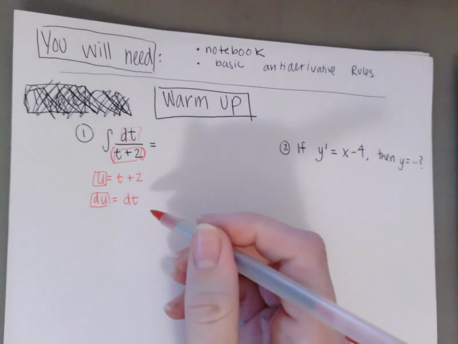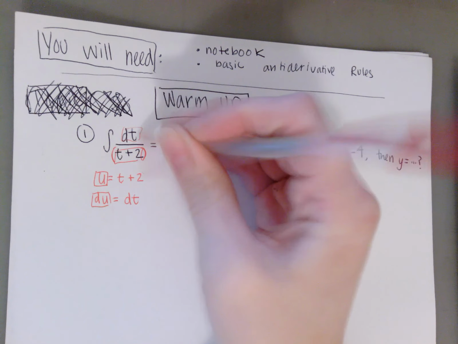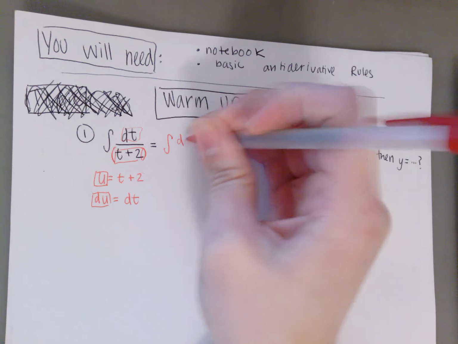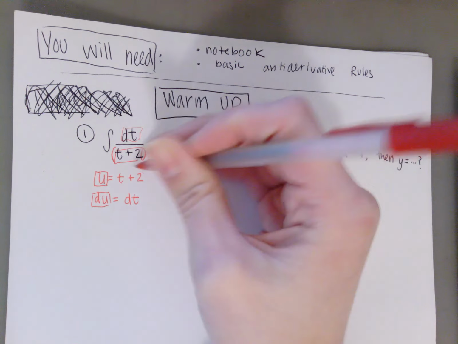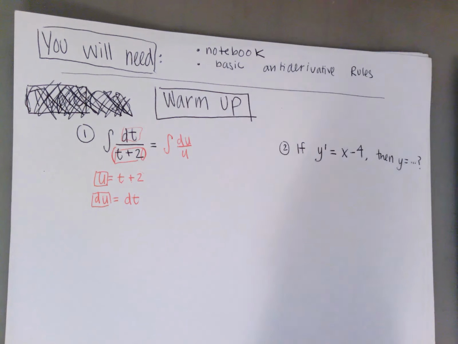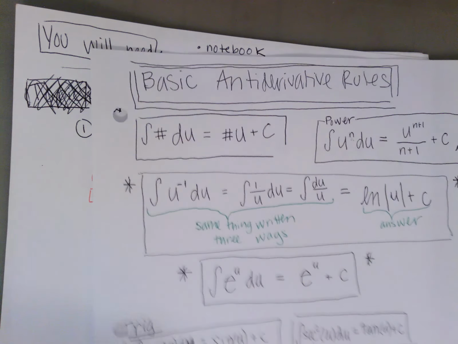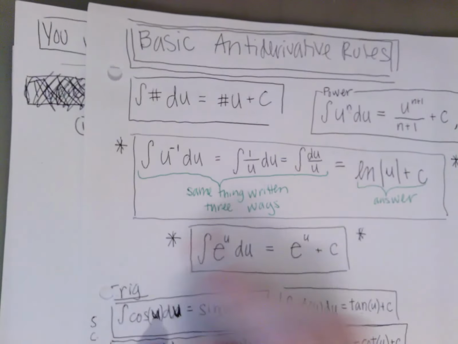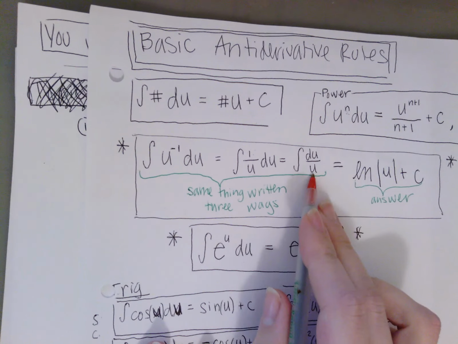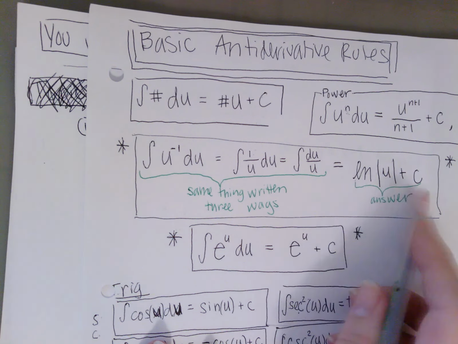So what I get is this integral is equal to the integral of dt, well dt, that's just du, over t plus 2, well t plus 2, that's just u. So I've got the integral of du over u. Now I'm going to look at my rules, and I'm going to recall that the integral of du over u, oh, that's right there, is equal to the natural log of u plus c.